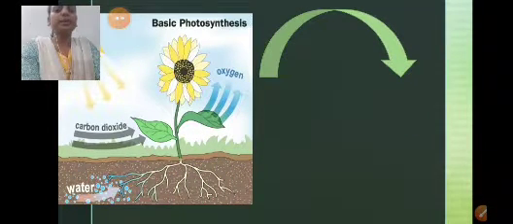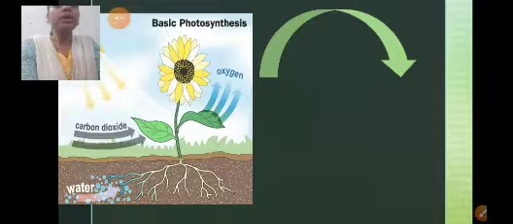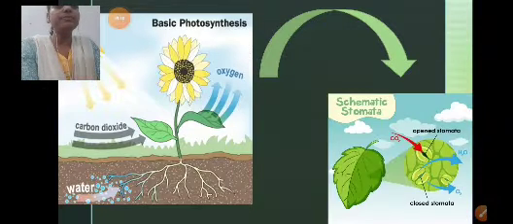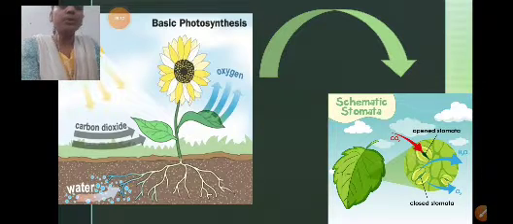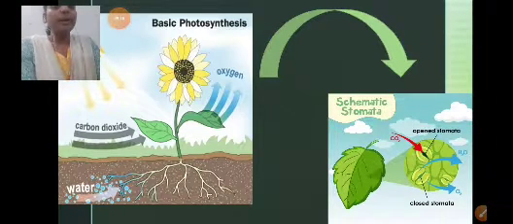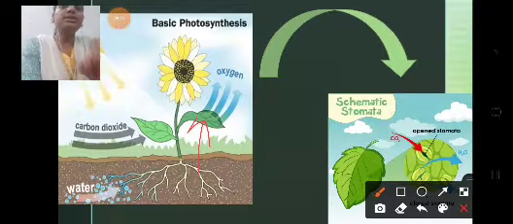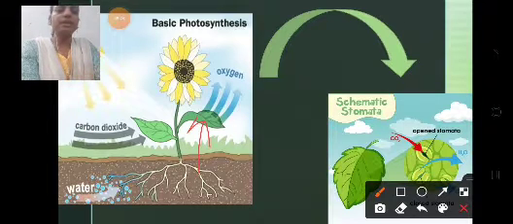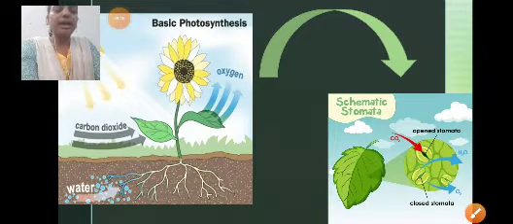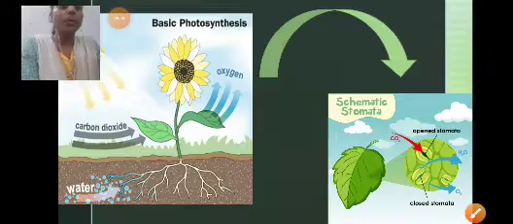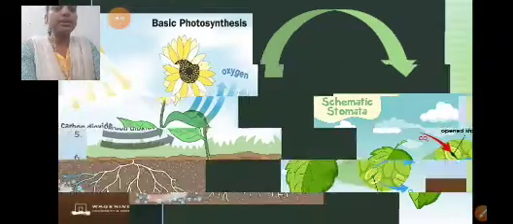we also require carbon dioxide. So how will the plant obtain this carbon dioxide? Carbon dioxide is again obtained by the leaves with the help of small pores which are known as stomata. These pores are present in more number on the underside of the leaves, and these pores help in obtaining carbon dioxide that is present in the air or in the atmosphere by the leaves.